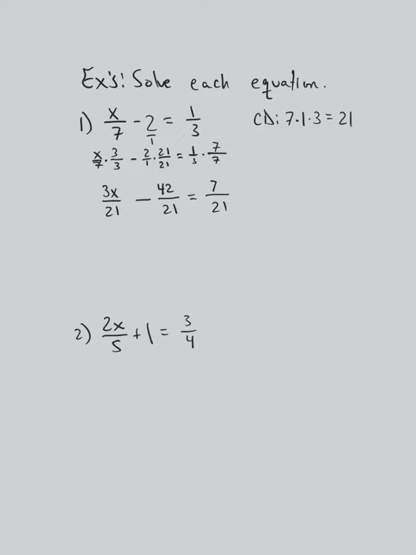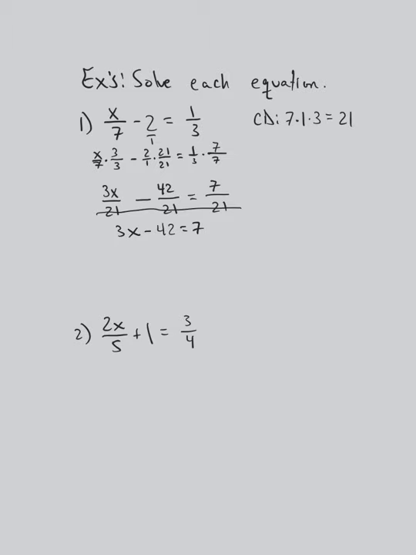So I end up getting 7. Okay, so now we're almost there. The thing is, before you do any crossing out, we've got to make sure everything is over the common denominator. Everything has the same denominator. We do here, so now we can cross those 21s out. And all we have left is 3x minus 42 is equal to 7.